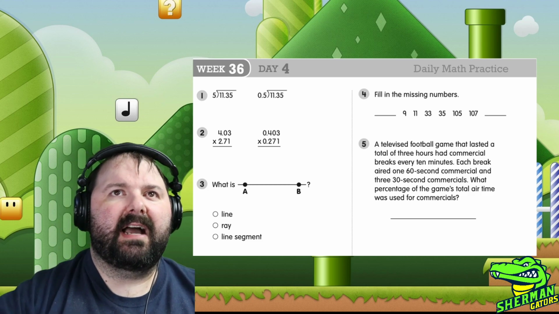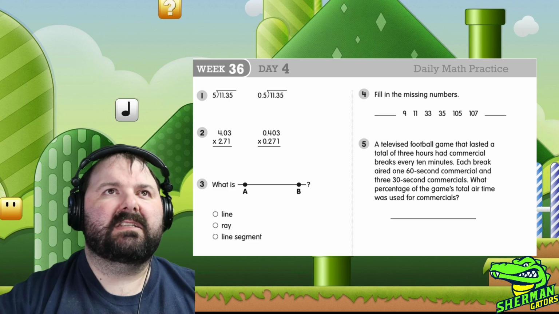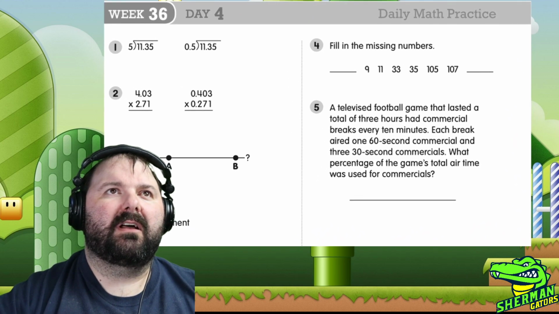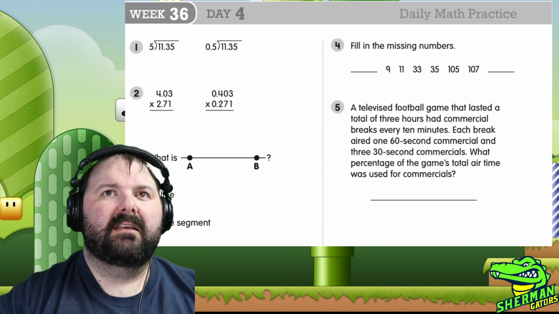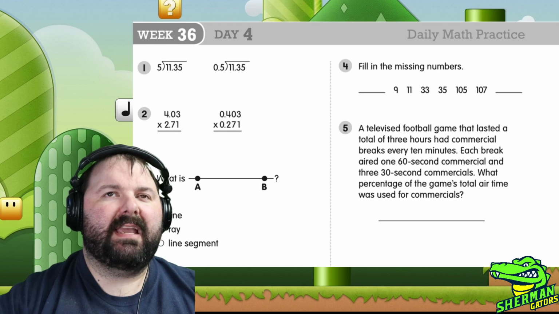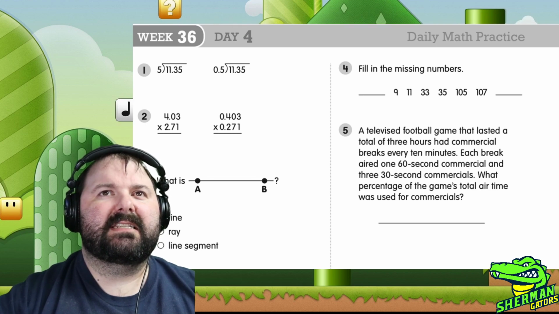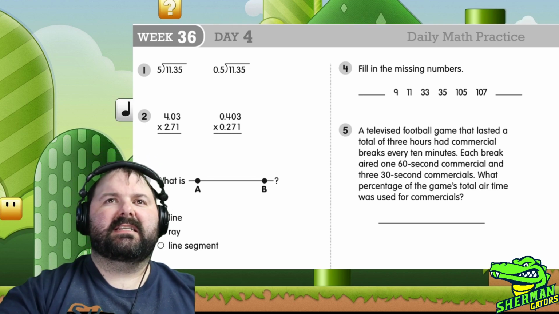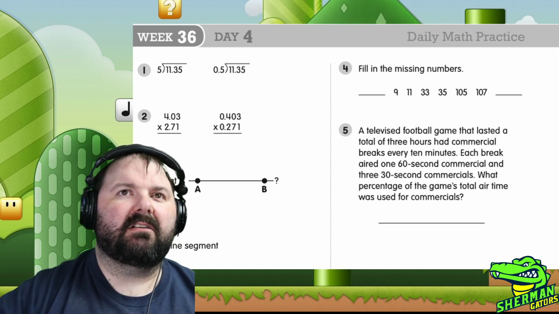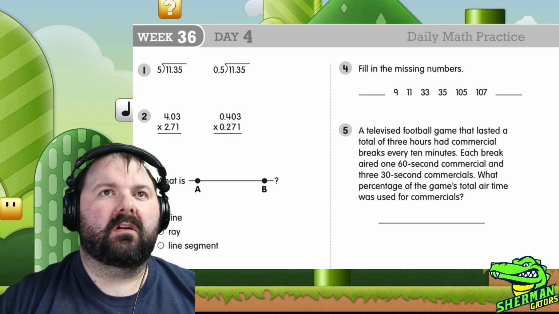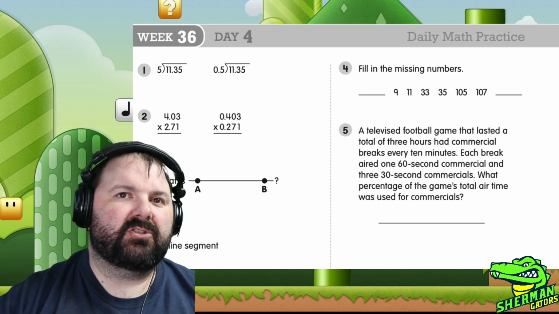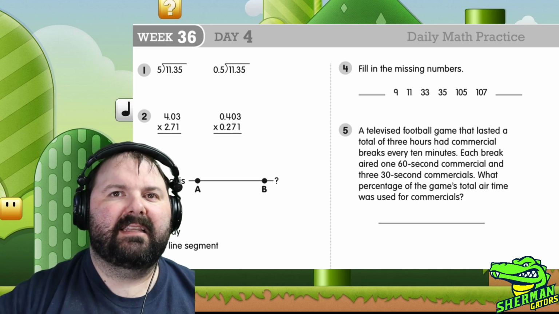And number 5, we are looking at a televised football game that lasted a total of 3 hours and had commercial breaks every 10 minutes. Each break aired one 30-second commercial and 3 30-second commercials. What percentage of the game's total airtime was used for commercials? So again, you're going to want to make sure to reread that so you can truly understand what it is asking.